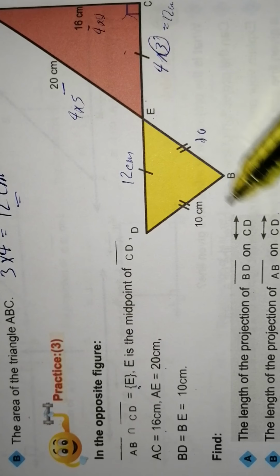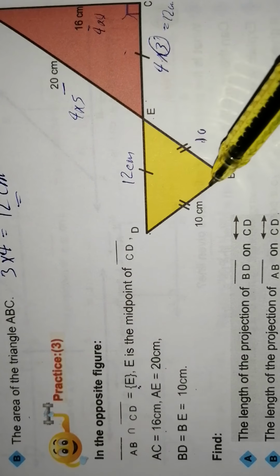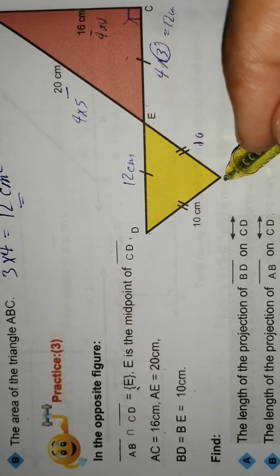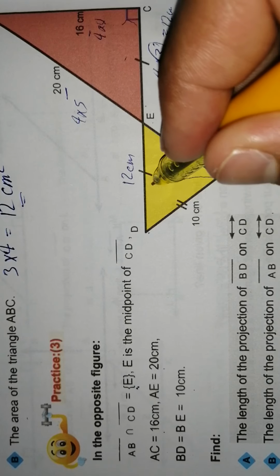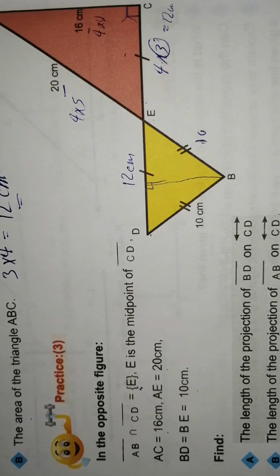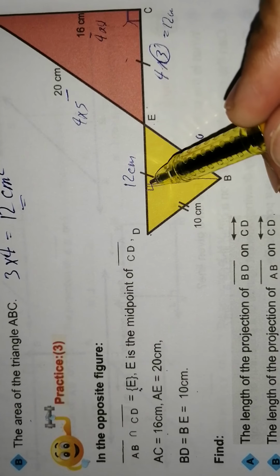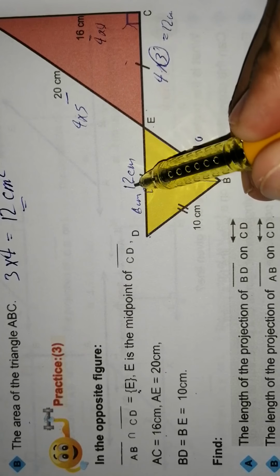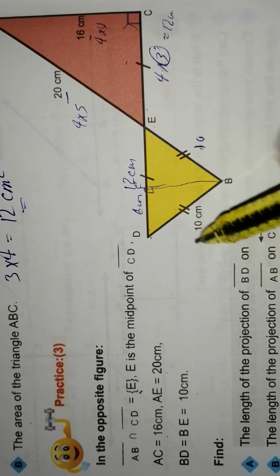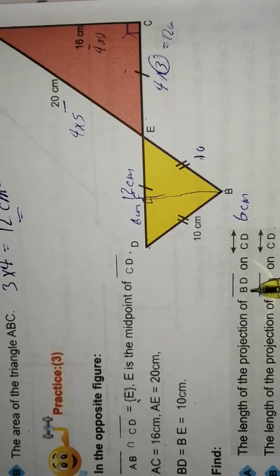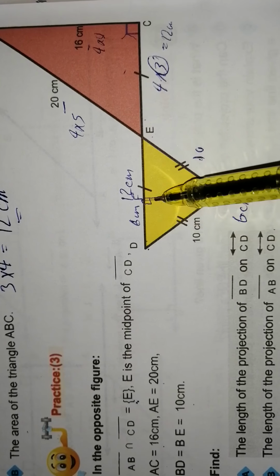Where is BD? BD is 10 centimeters. It's a projection on CD. You're going to draw a perpendicular line from B to the straight line CD. And this is an isosceles triangle, as we said before in the previous example. We found the base is half 12, which is equal to 6 centimeters. So its projection will be DF, for example, which is equal to 6 centimeters. So it's 6 centimeters. It's the projection of BD on the straight line CD.